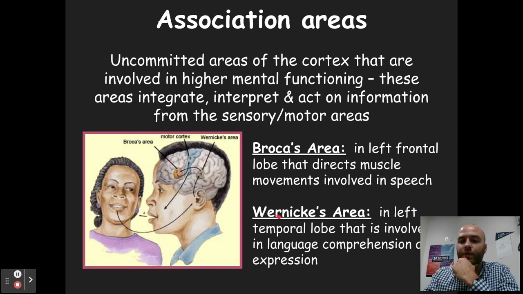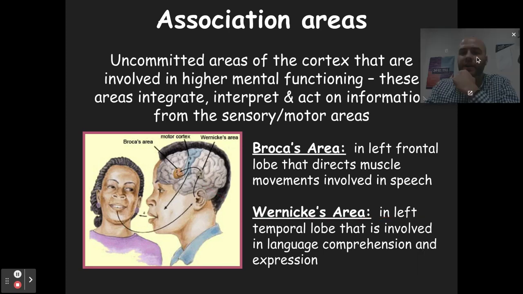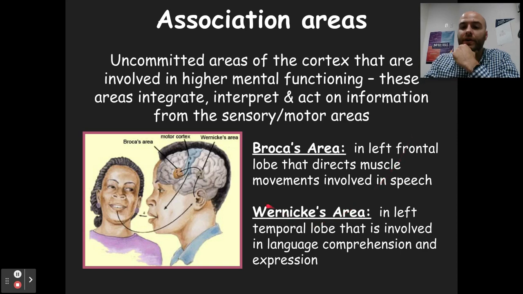In addition to that, you have Wernicke's area, which was named after Carl Wernicke. It's in the left temporal lobe, back here, okay? And that's involved in language comprehension and expression. This allows you to understand language coming in, and then eventually respond to it thanks to your Broca's area.